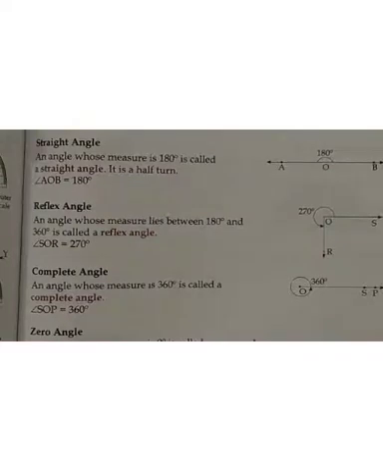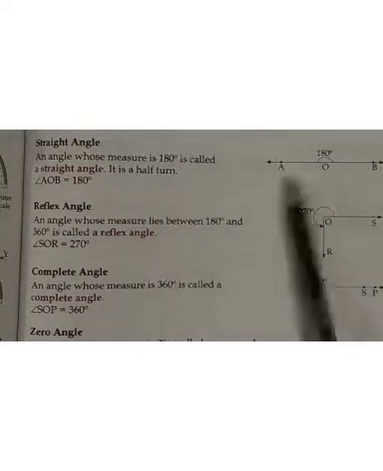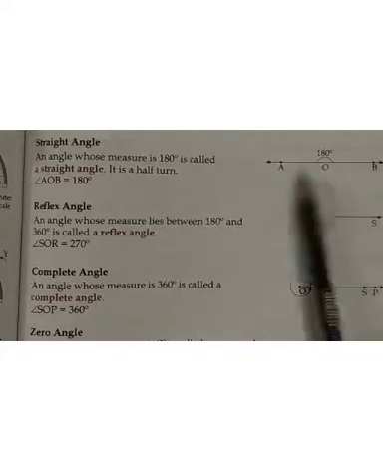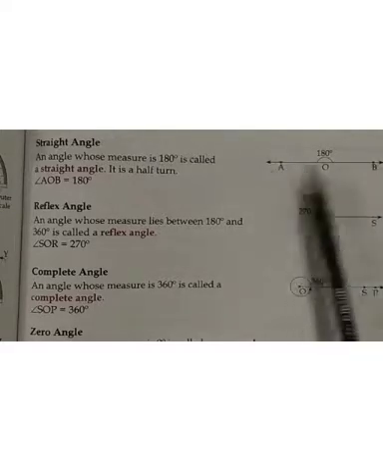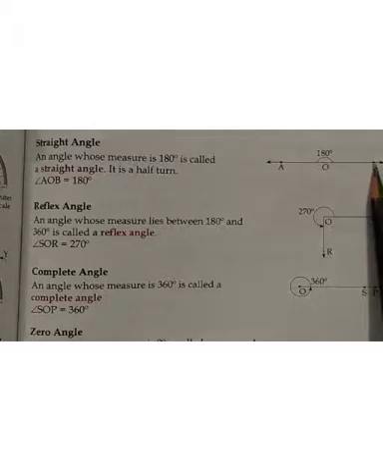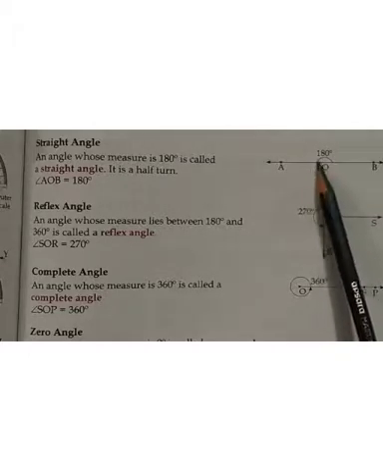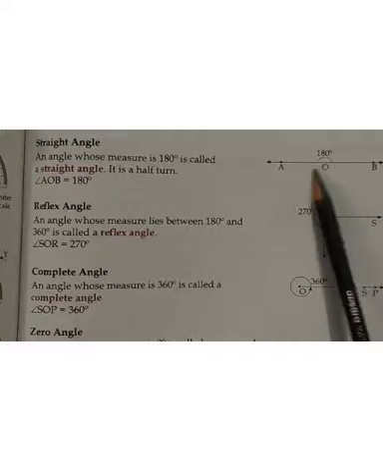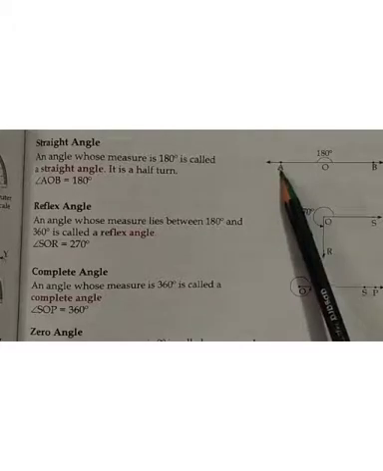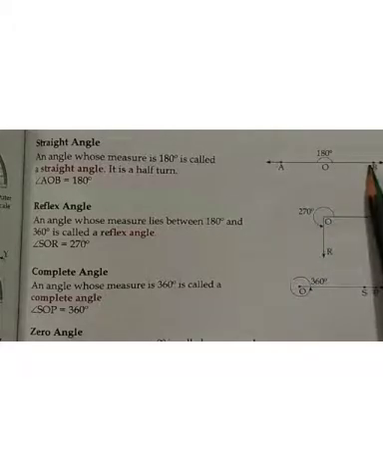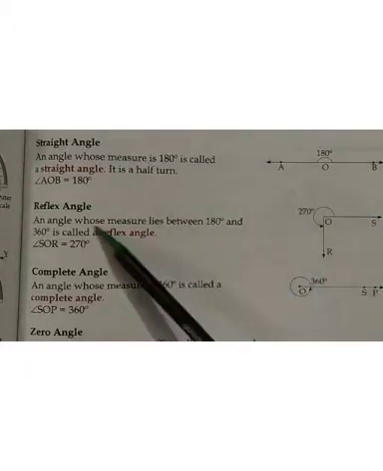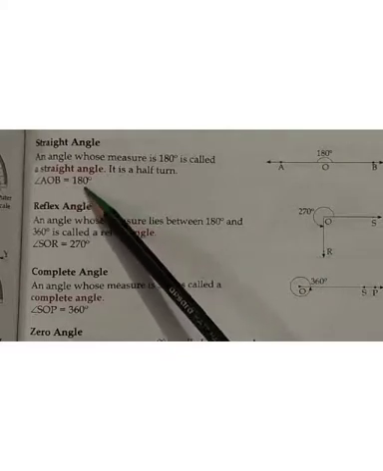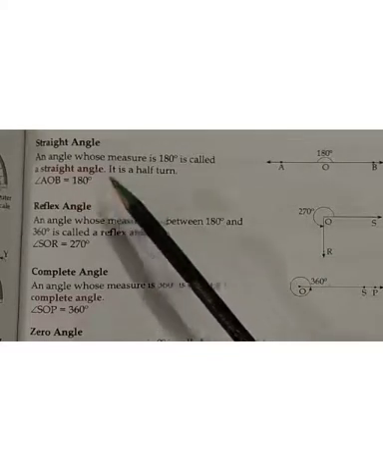Next is the straight angle. In a straight angle, two rays form a straight line. OA and OB form a straight line AB. Then its angle is 180 degrees. Angle AOB is a straight angle. AOB equal to 180 degrees is called a straight angle.